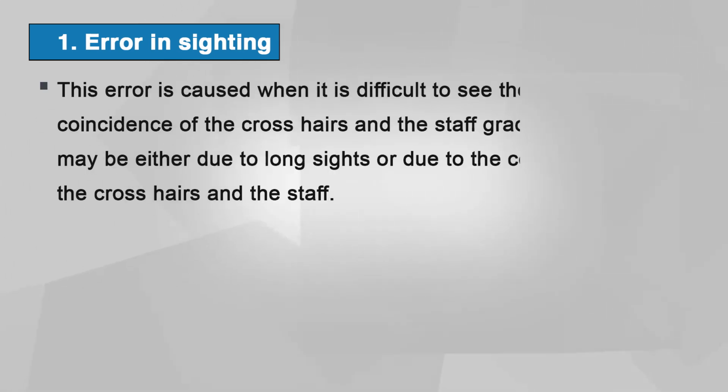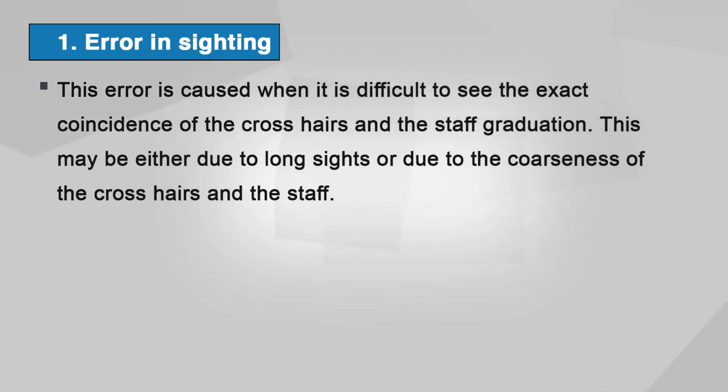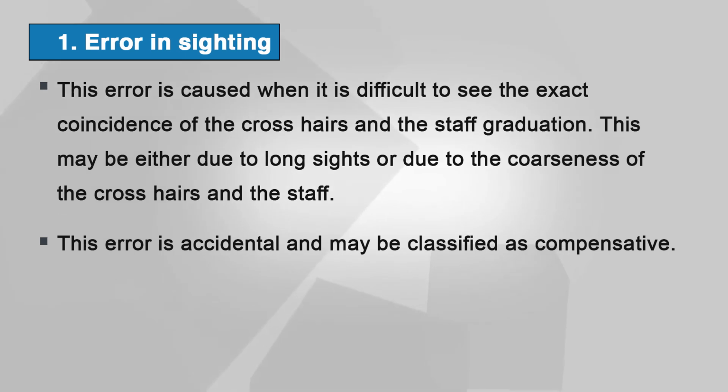Now, we will discuss firstly error in sighting. This error is caused when it is difficult to see the exact coincidence of the crosshairs and the staff graduation. This may be either due to long sights or due to coarseness of the crosshairs and the staff. Sometimes atmospheric conditions also cause an error in sighting. This error is accidental and may be classified as compensative. Next error is error in manipulation.